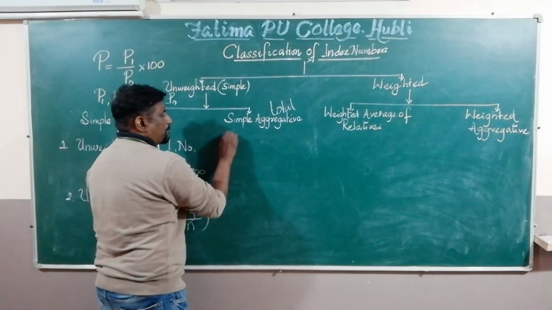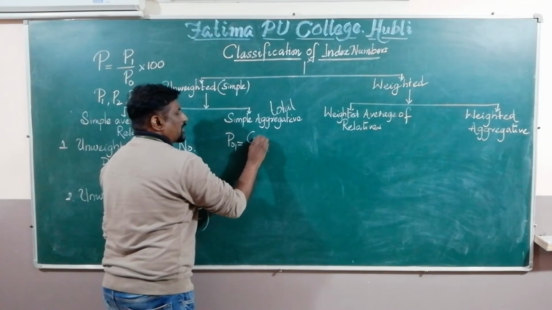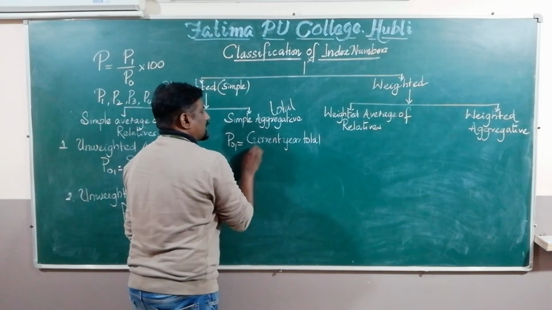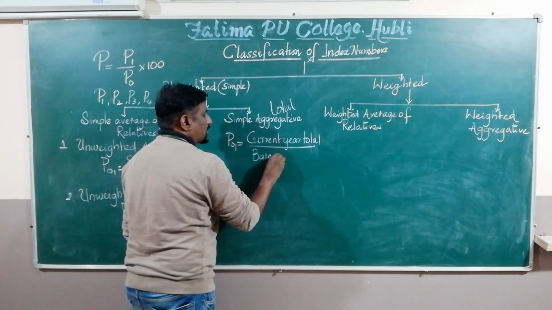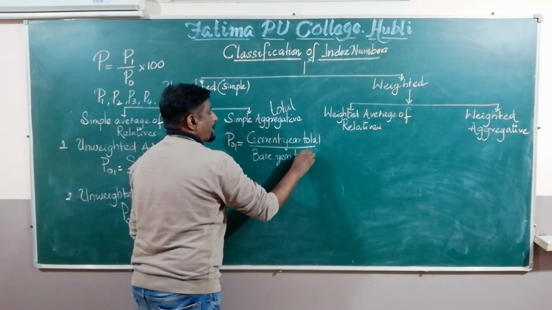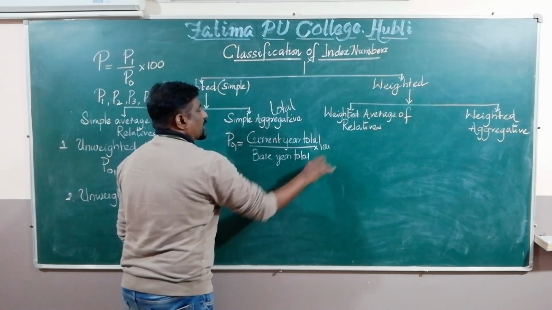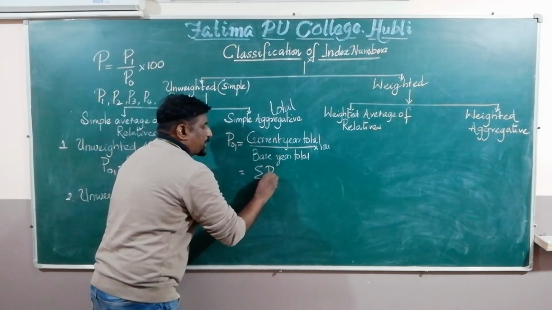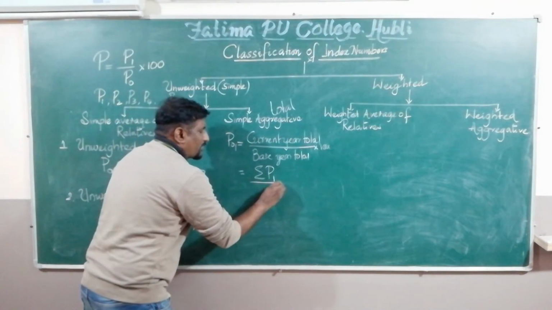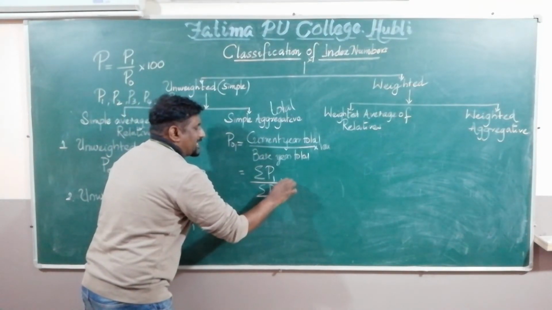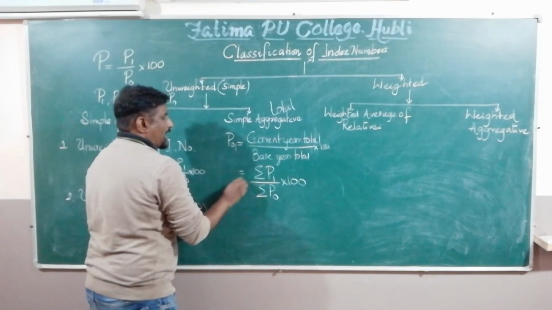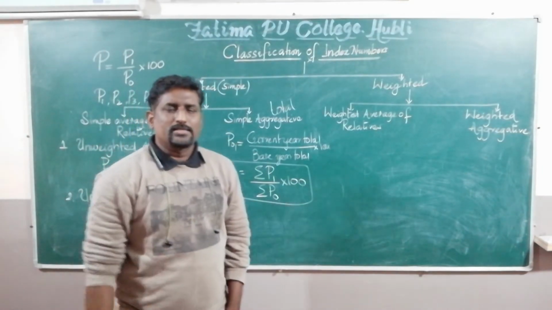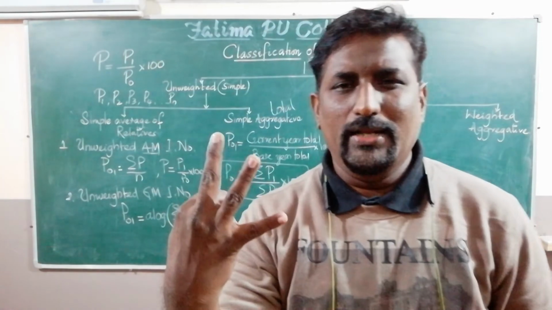I will write it like this. P01 is equal to current year total divided by base year total, into 100, students, into 100. So current year total means summation of the current year price, that is summation P1, divided by summation P0, into 100. This is called the simple aggregative index number. Now, three formulae.